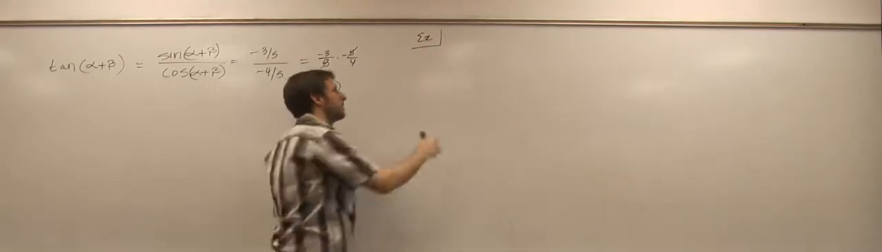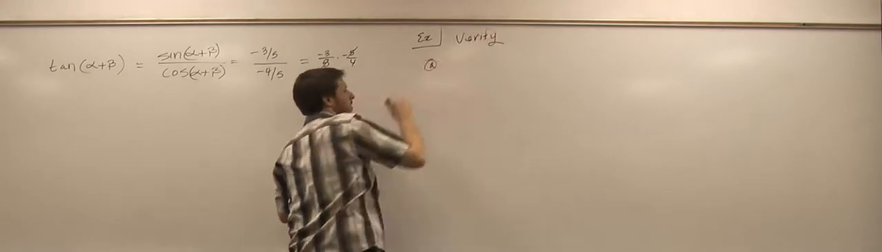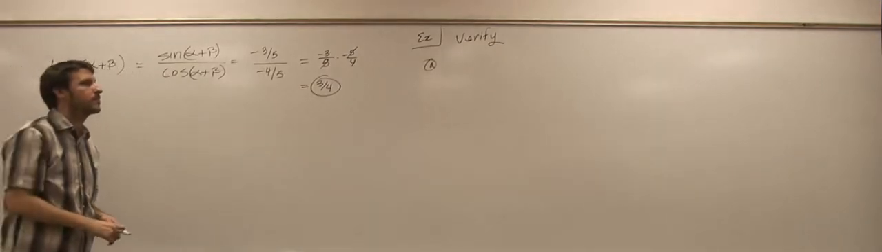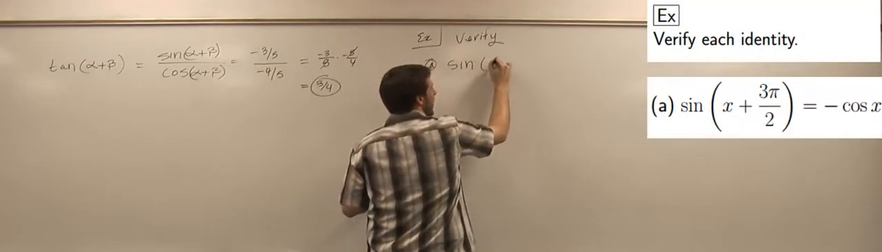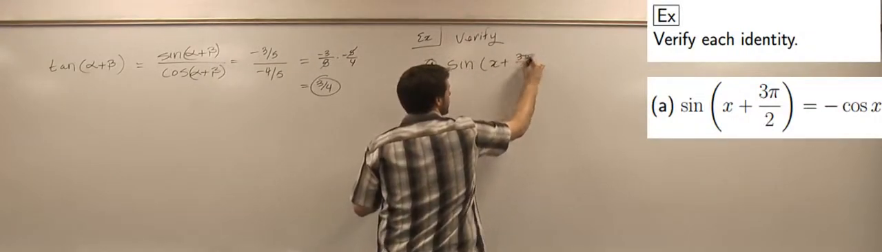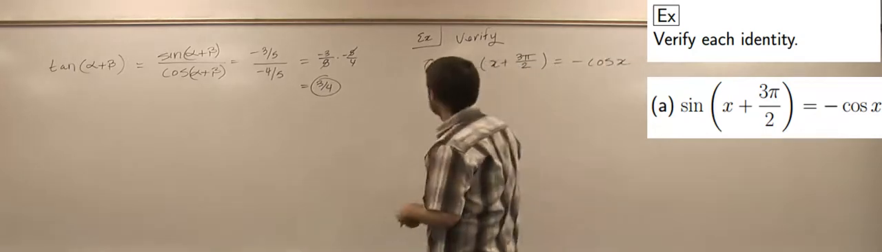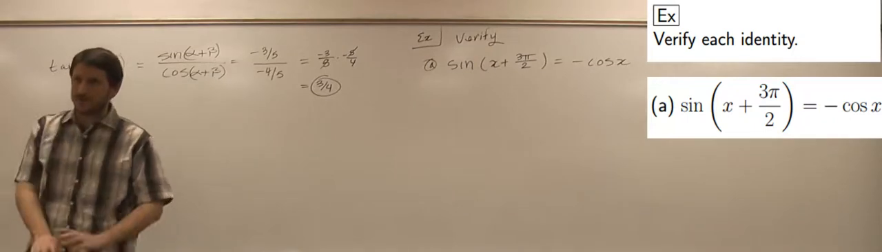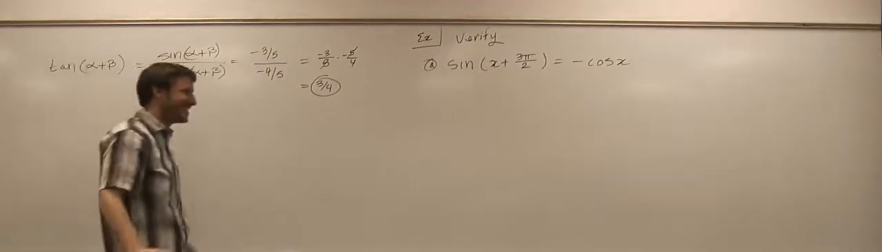Verify each identity. Sine of x plus 3 pi over 2 equals negative cos x. So this is what I want to check. I want to make sure this is true. I don't believe it. I'm going to check, right? That's how you're going to do all your identities.